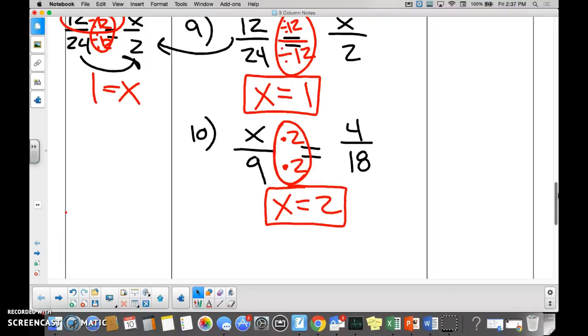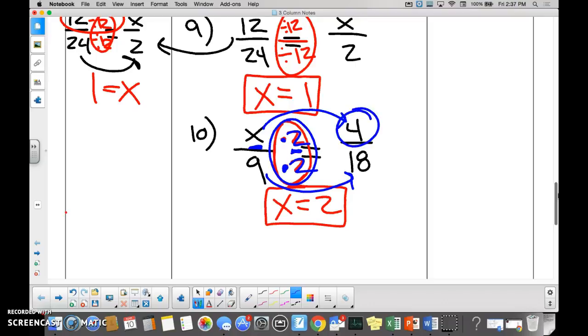Ignore the red on number 10. Do we know how to get from x to 4? No. Do we know how to get from 9 to 18? So we bubbled it. How did we get from 9 to 18? Multiplied by 2. So if we multiply the bottom by 2, we multiply the top by 2. So the question is, what times 2 is equal to 4? 2. 2 times 2 is 4, right? So x is equal to 2. Questions?